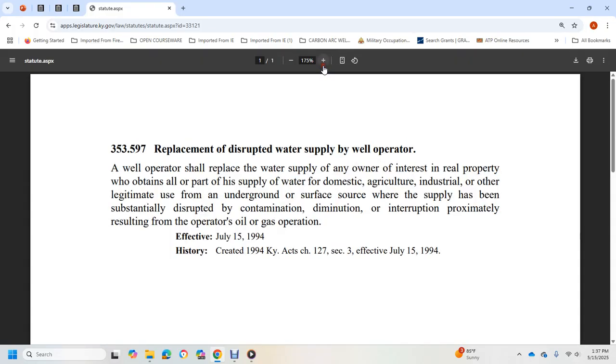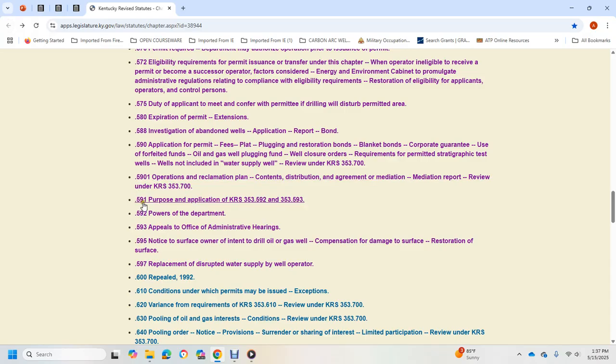Alright, 597, replacement of disrupted water supply by well operator. The well operator shall replace the water supply of an owner of an interest in real property who obtains all or part of the supply of water for domestic, agricultural, industrial, or other legitimate use from an underground or surface source where the supply has been substantially disrupted by contamination, diminution, interruption, or otherwise resulting from the operator's oil and gas operation.